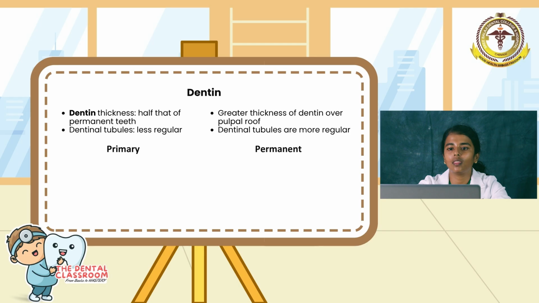Next, when we talk about the dentin thickness, as I have already mentioned, it will be half the thickness of the permanent dentition. And the shape of the dentinal tubules usually seen in the histological section will be less regular in the primary dentition when compared to the permanent dentition, where a more or less regular pattern with S-shaped tubules will be appreciated.